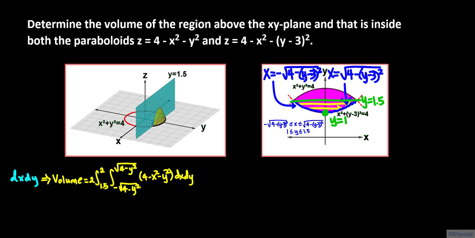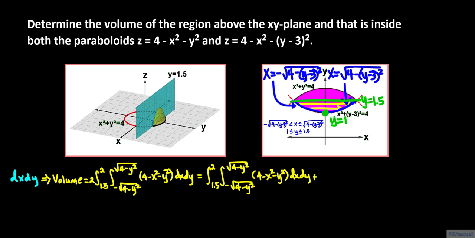And so we can also write the volume of the solid in the following way. We write the integral from 1.5 to 2. Then we write the integral from minus the square root of 4 minus y squared to the square root of 4 minus y squared of 4 minus x squared minus y squared. This is for the volume of the portion above the upper half of the xy projection.